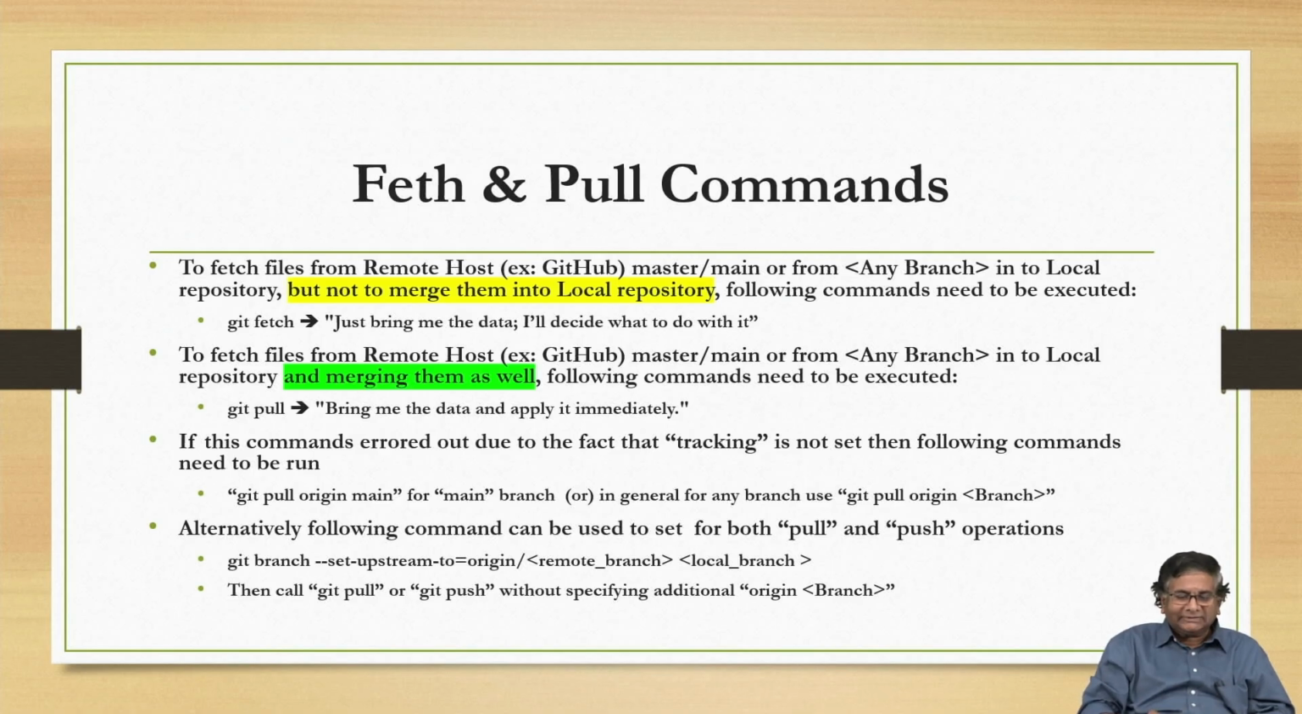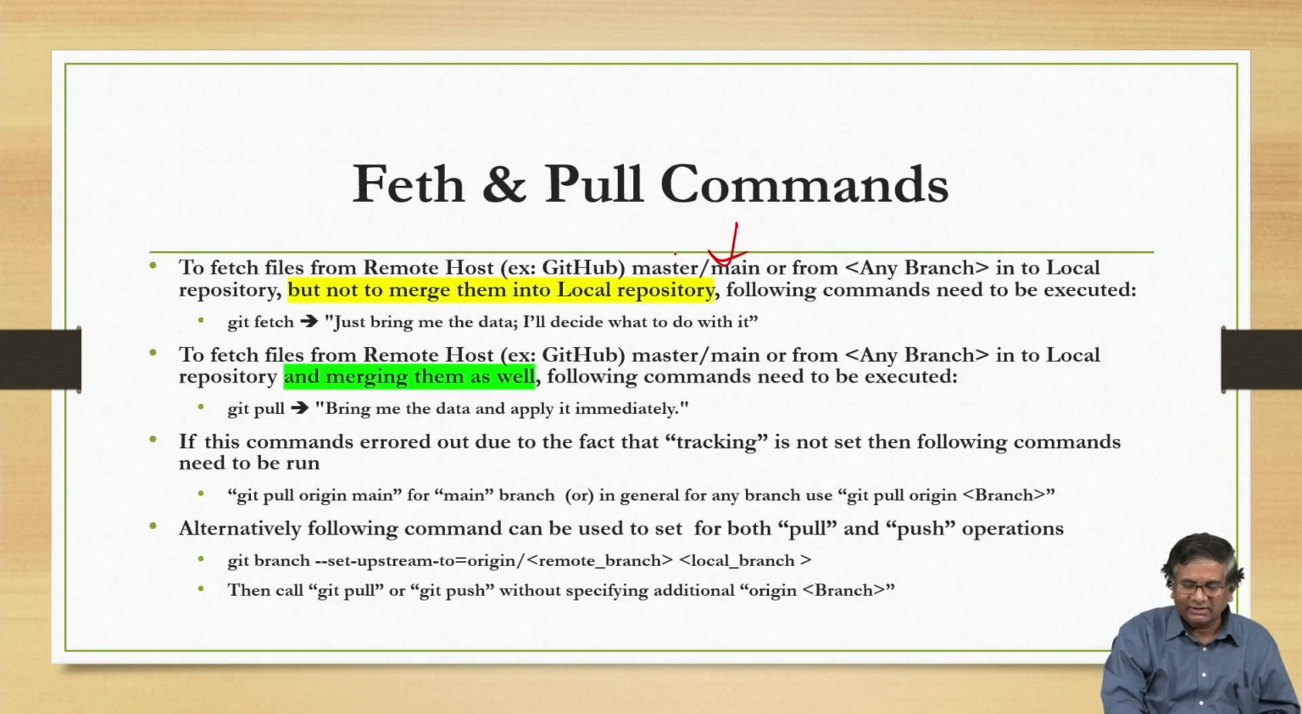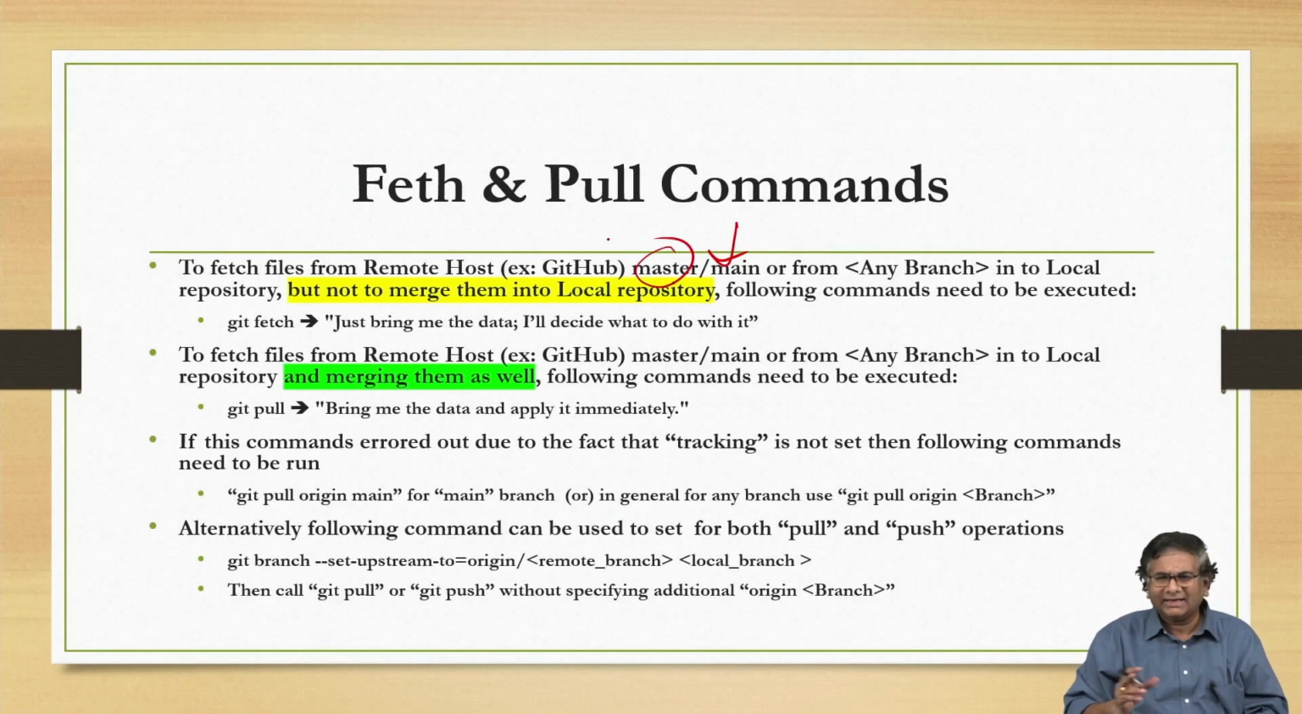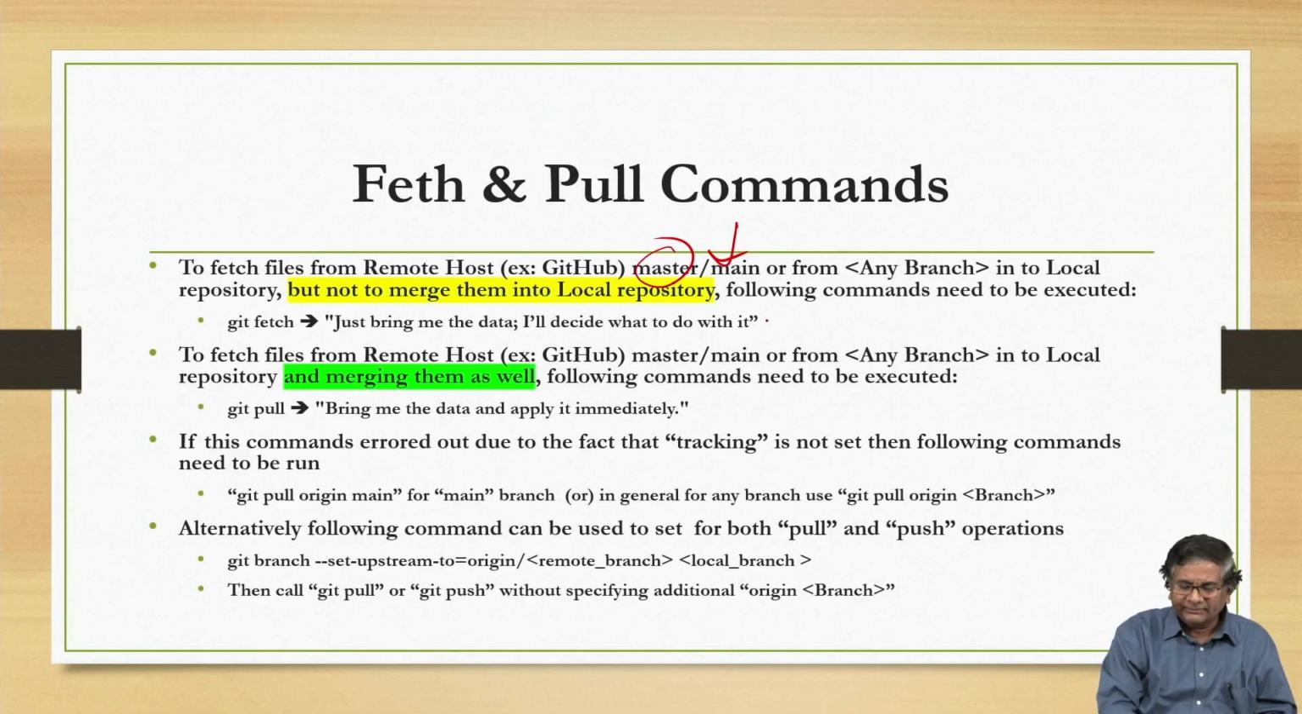So, to fetch files from a remote host like GitHub, main or master. Basically, in GitHub, you have only main. You don't have master anymore. It's an old terminology. I think I already discussed that in one of the previous presentations. So you get from main or from any other branch. Main is one branch, and mostly in this presentation I talk about main, but whenever required I go to the branches also. It could be from main or any branch into the local repository.